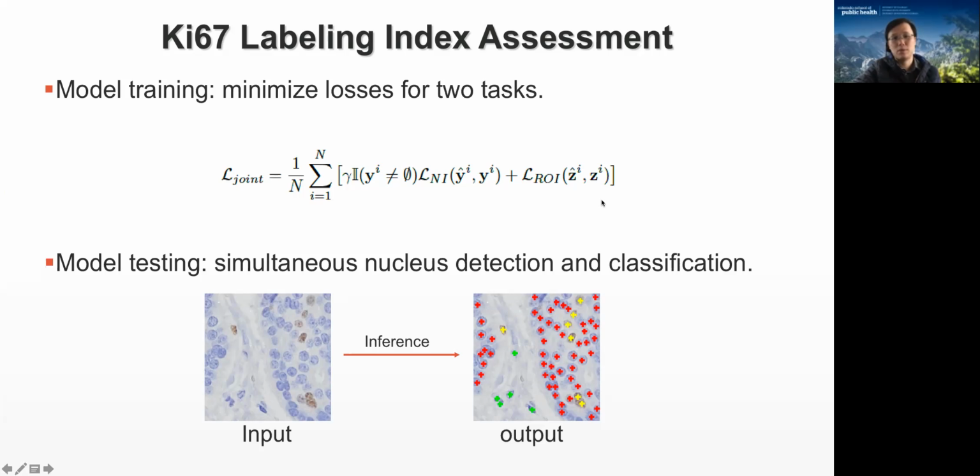And after the model training, we can apply the model to model testing. Given the input image data, it will directly output the positions of the nuclei or cells, and also output the labels, the class of the cells as well. And during the testing stage, the segmentation of the tumor region is not necessary. So usually we will discard the second branch during model testing.